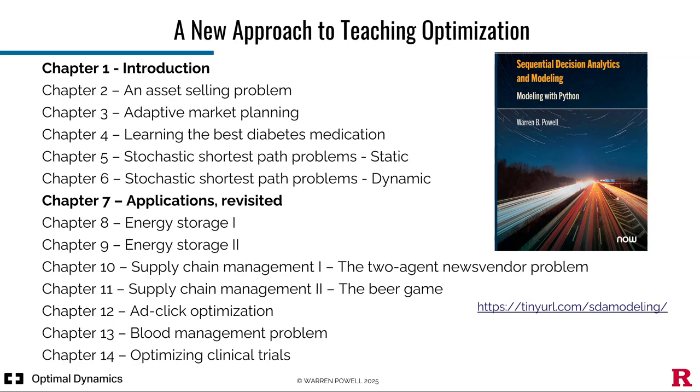Chapters 2 through 6 will end up giving you a tour through all 4 classes of policies. Chapter 7 pauses to say, hey, let's look back over the first 6 chapters and see what we've learned. The remaining chapters tend to be more complex problems.